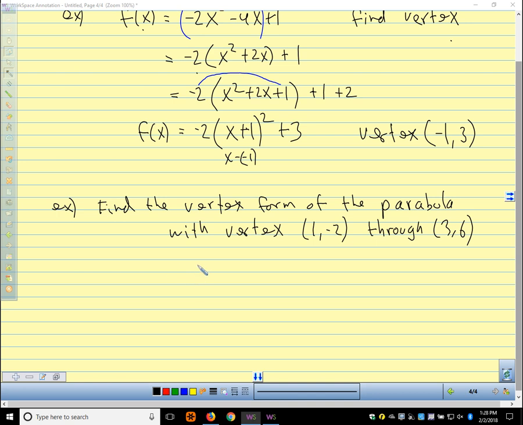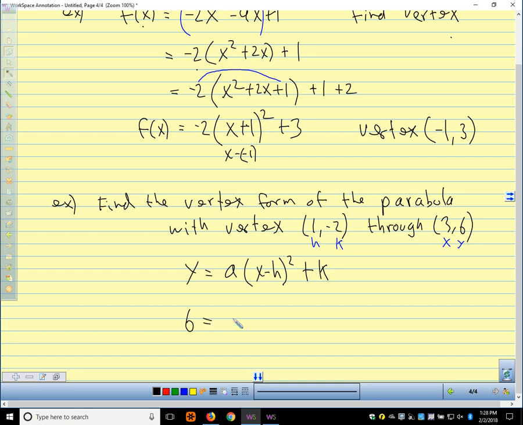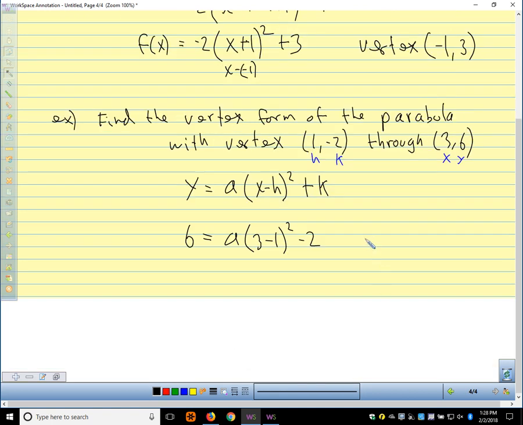We know that y equals a(x minus h) squared plus k. What does this give us? That gives us our h and our k. What does this give us? x and y. That gives us an x and a y. So let's plug those in. We've done problems like this before. 6 equals a times (3 minus 1) squared plus (-2), minus 2. And now all we need to do is solve for a.